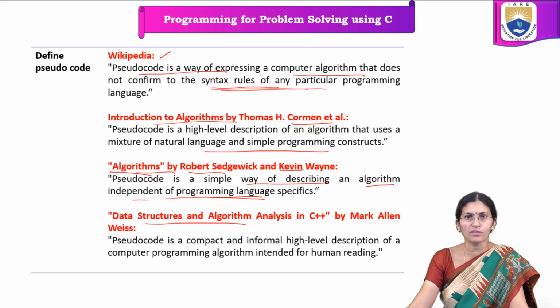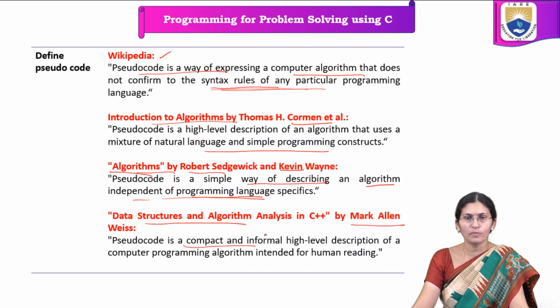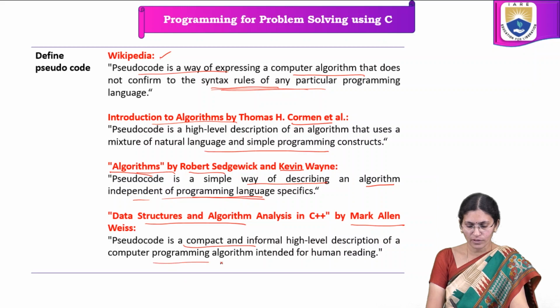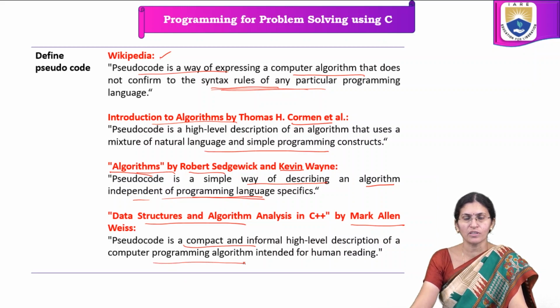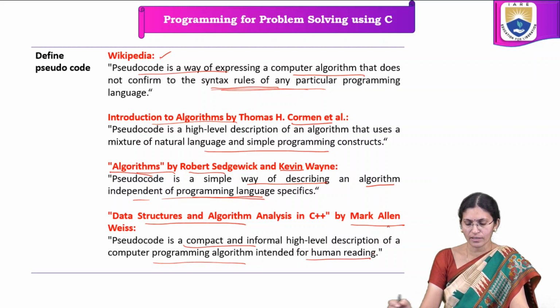Next, according to the textbook titled Data Structures and Algorithm Analysis in C++ by Mark Allen, pseudocode is a compact and informal high-level description of a computer programming algorithm intended for human reading. So pseudocode is a human-readable language. Pseudocode is written in such a way that it is human readable.